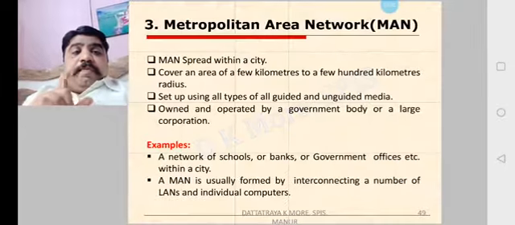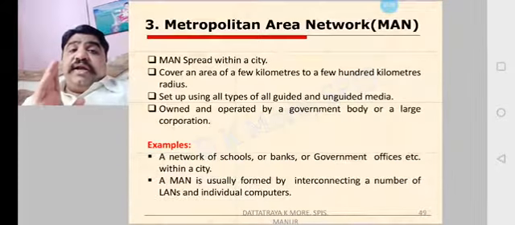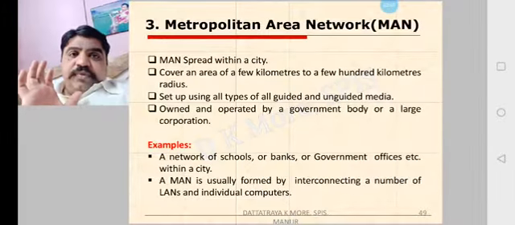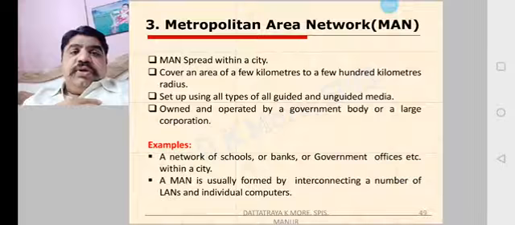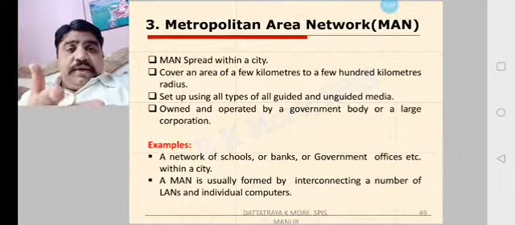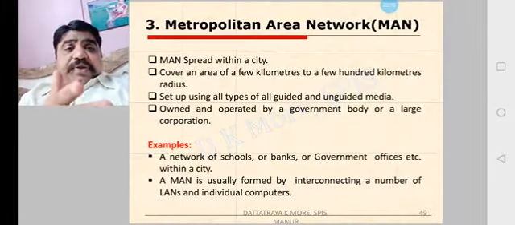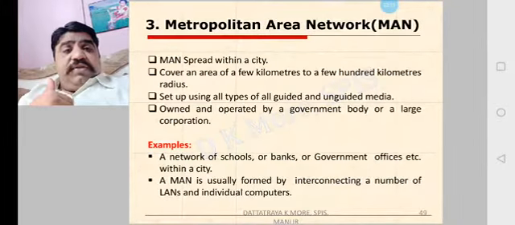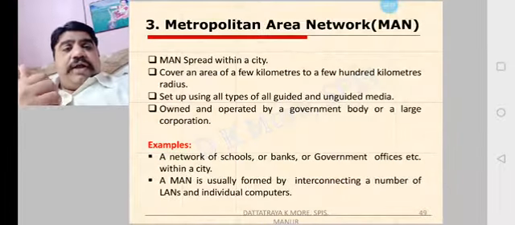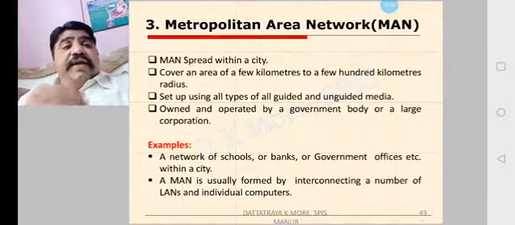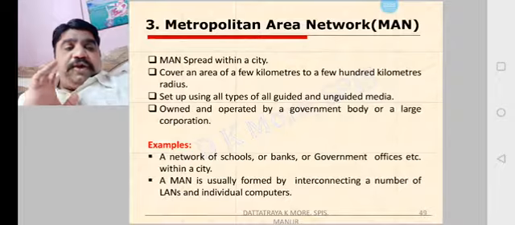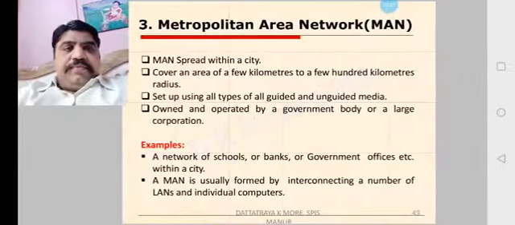within a city. A MAN is usually formed by interconnecting a number of LANs and individual computers. For example, I can use a MAN connection this way. In my school computer lab, I can connect to that computer from where I am sitting in Kalwan city, far away, suppose 4 kilometers from my school. So at my house, on my computer also, I can have the connection to that computer lab. This is called a metropolitan area network within a city.